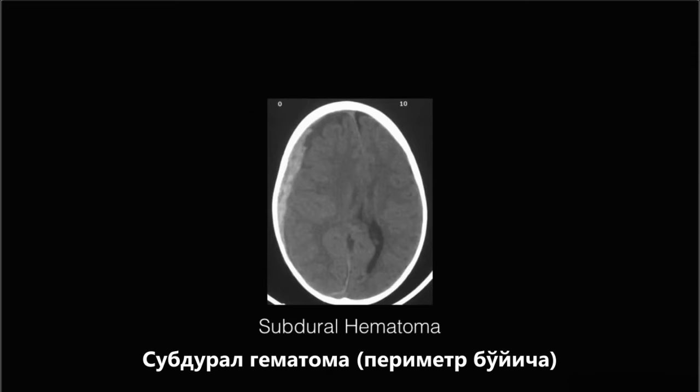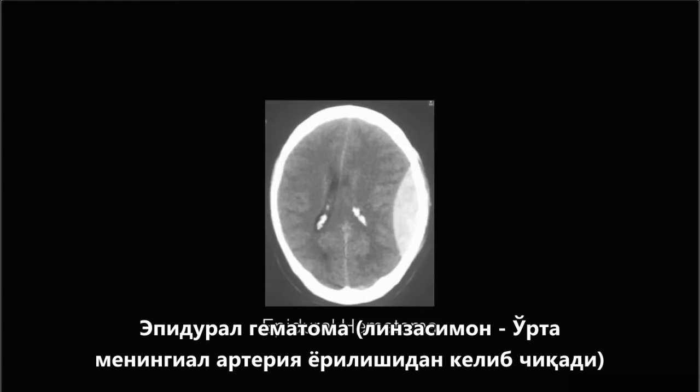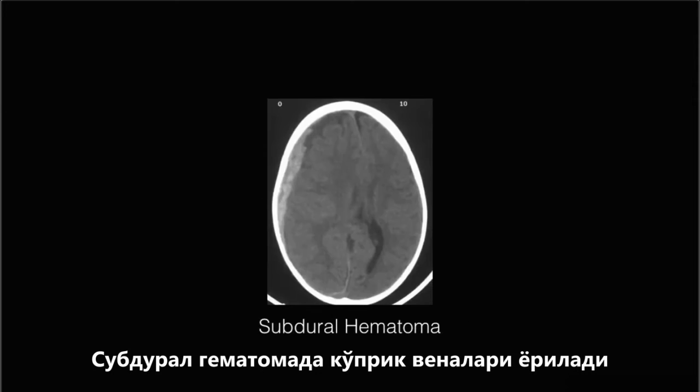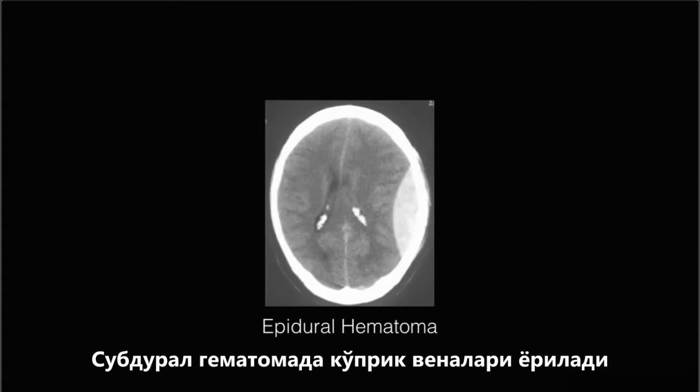Here we have a subdural hematoma. It's said to be crescent-shaped, and it's along the perimeter. Contrast that to an epidural hematoma, which is lens-shaped. Something to keep in mind is that the etiology of these are very high yield. So with an epidural hematoma, it's a rupture of the middle meningeal artery. But with the subdural hematoma, it's the bridging veins that are involved. So that's something that you definitely want to know.